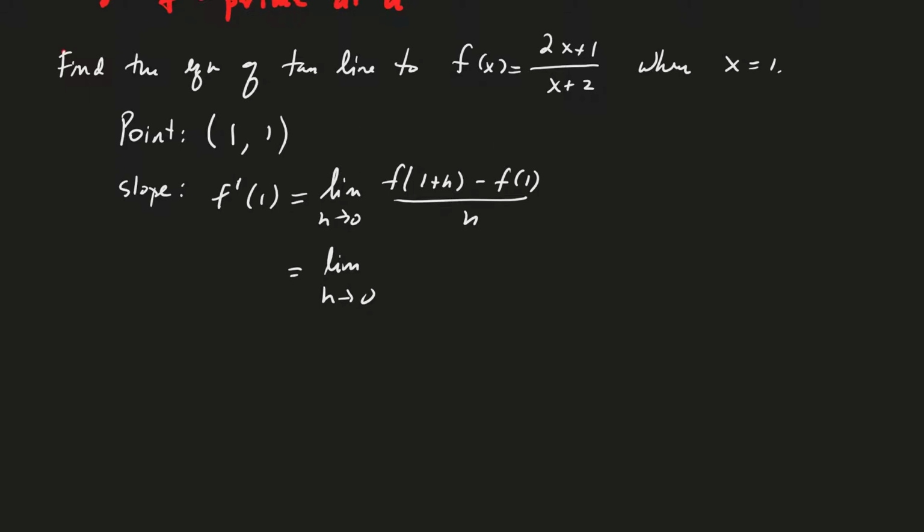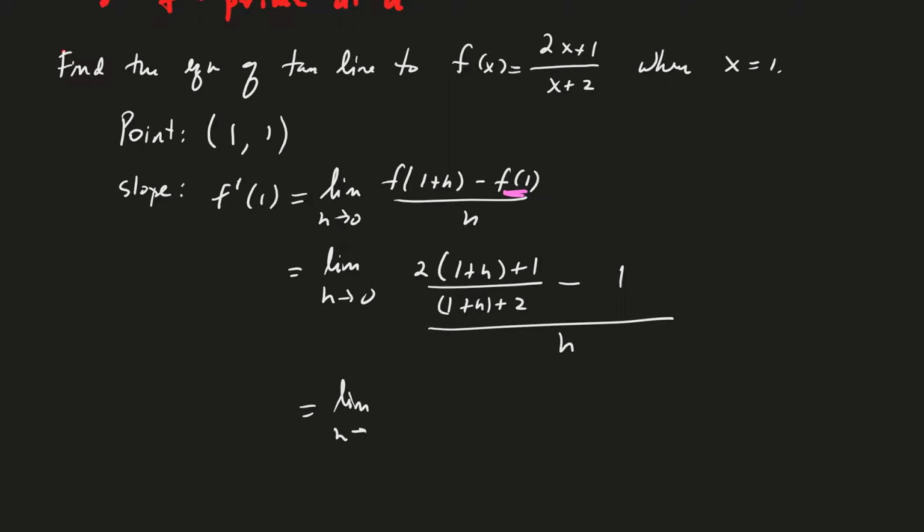Now I've already computed f of 1. f of 1 is equal to 1, so all I need to do now is compute f of 1 plus h. That's going to be 2 everywhere you see an x, put in the 1 plus h. It's going to be a little bit of a big thing here. And f of 1 is equal to 1.